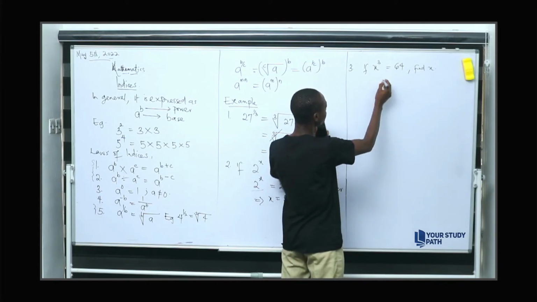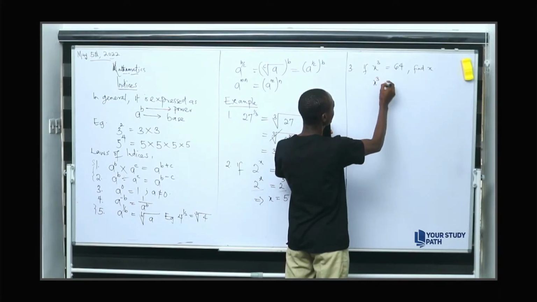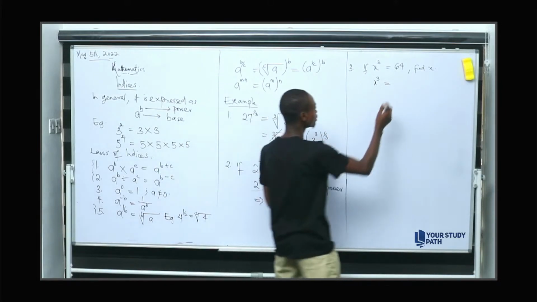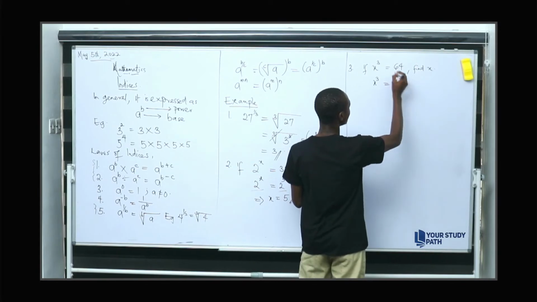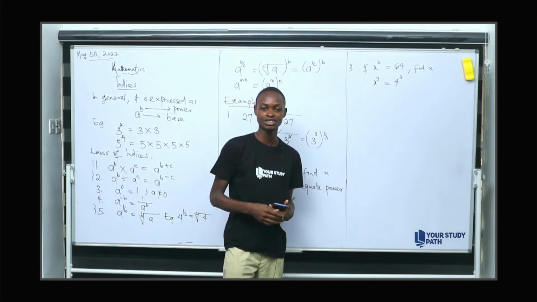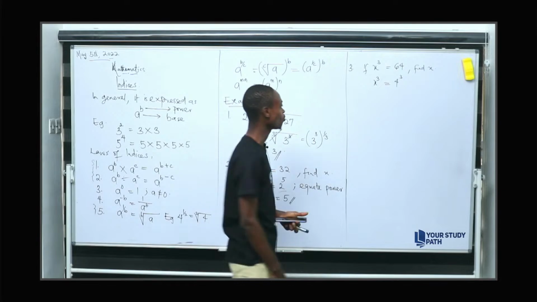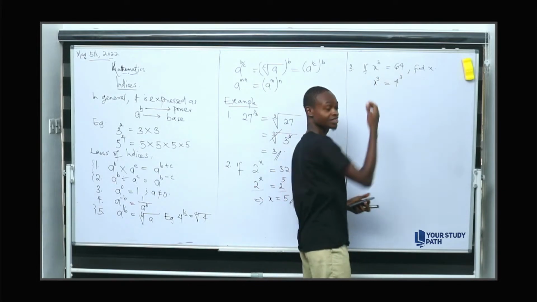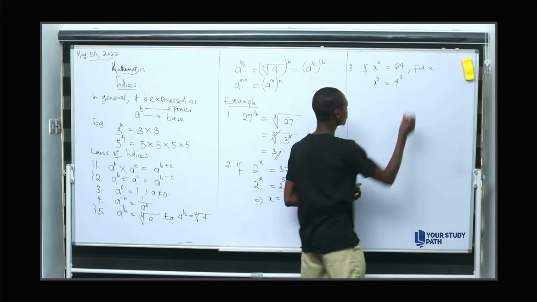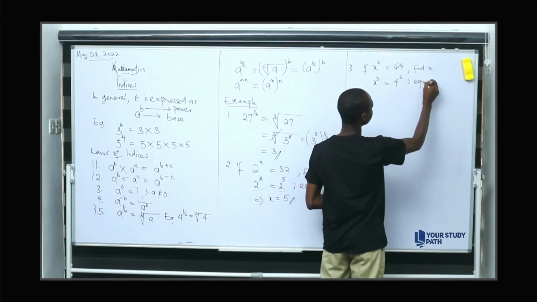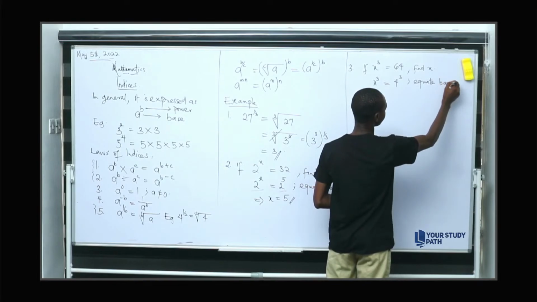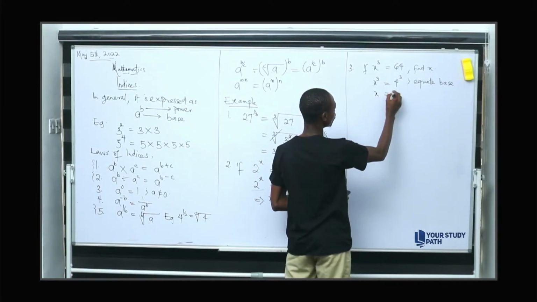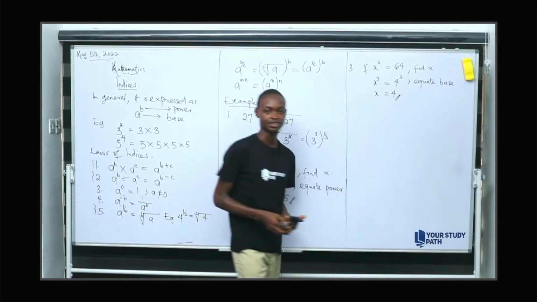Now, in terms of indices, we can simply express 64 in index form. 64 is the same thing as 4 to the power of 3, right? 4 times 4 is 16, times 4 will give you 64. If this is the case, the power is the same, so we are allowed to equate the base. So we'll have x equals 4 as our final answer.